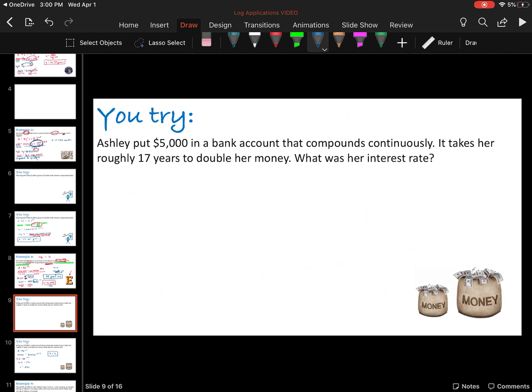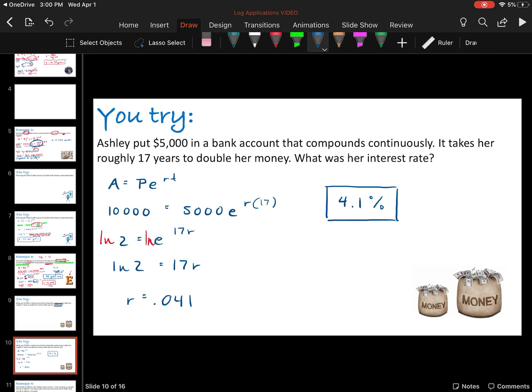Same thing here. Try one out on your own. It should be very similar. We're compounded continuously again. So pause the video, try it on your own. Make sure you get the same answer as me. Here you're asked for the interest rate, so be careful with that. Interest rate is R instead of T. Here's the answer for it. Start the same way. It's compounded continuously. Put $5,000 in a bank. That's your principal.